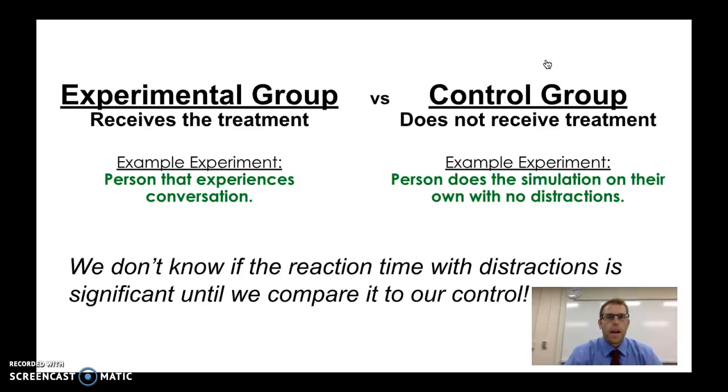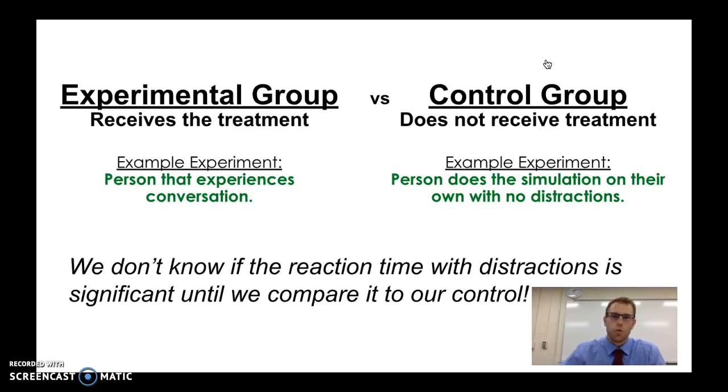Right? And let's say that we run the experiment with the experimental group. You have these distractions and the reaction time is 0.5 seconds, a half a second. Well, did that affect the reaction time or not? Well, we don't know until we compare it to something else. So that's why we have to have the control group.